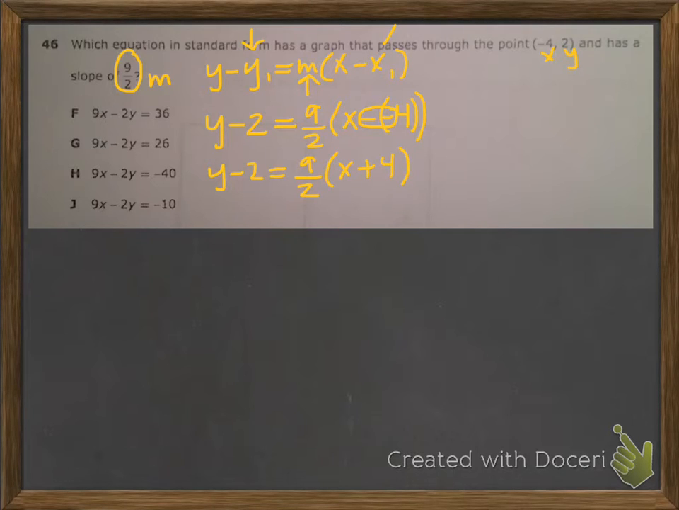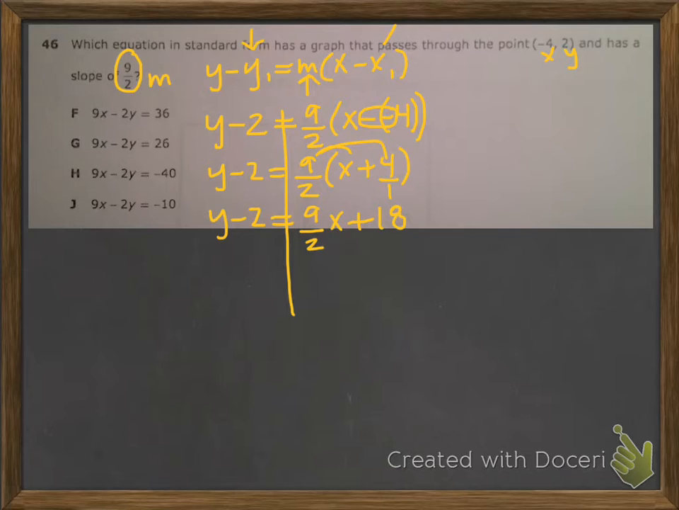Okay, now I'm going to distribute my slope. So I've got y minus 2 on the left equals 9/2 times x is 9/2 x. 9/2 times 4, put the 4 over 1. For my numerators, 9 times 4 is 36. For my denominators, 2 times 1 is 2. 36 divided by 2 is going to be 18. Okay? All right. So now we're ready to go.